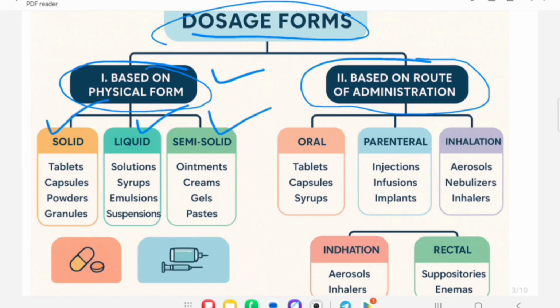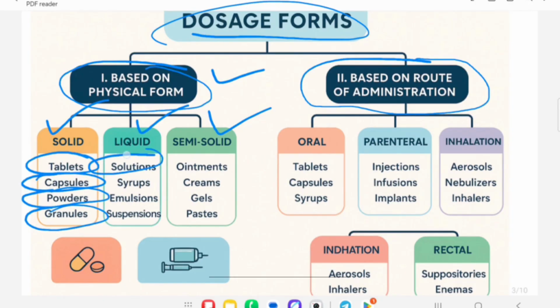For example, the solid forms: we can see tablets, capsules, powders, and granules. In case of liquid dosage forms, we can see solutions, syrups, emulsions, and suspensions. And in case of semi-solid dosage forms, we can see ointments, creams, gels, and pastes.